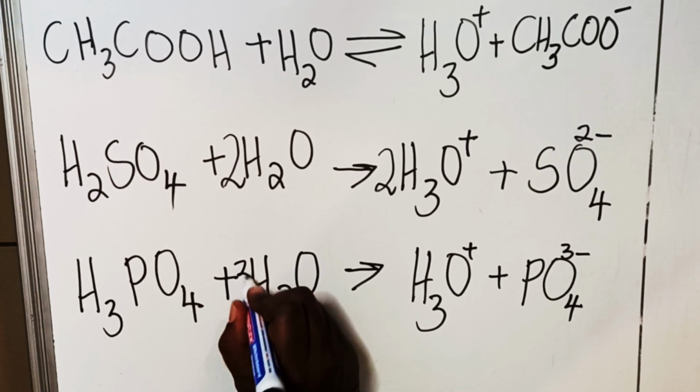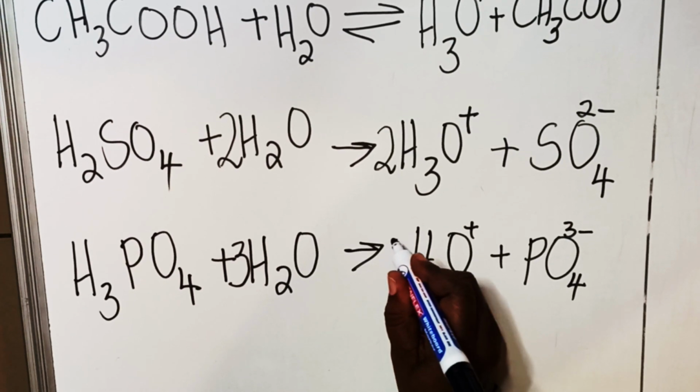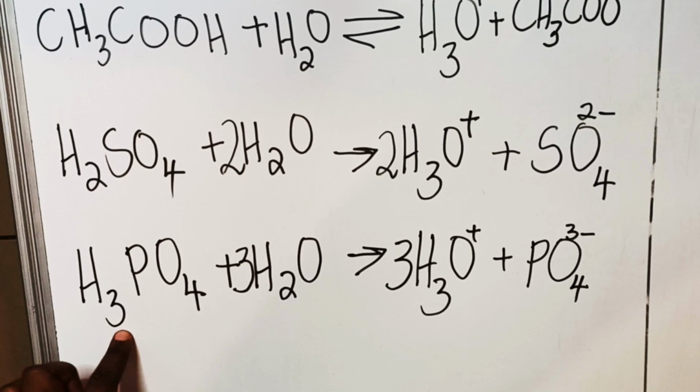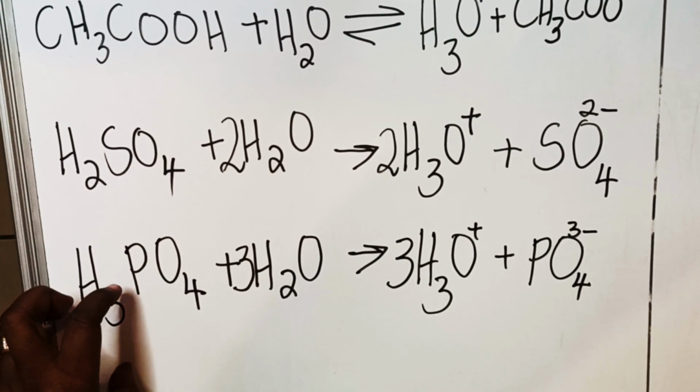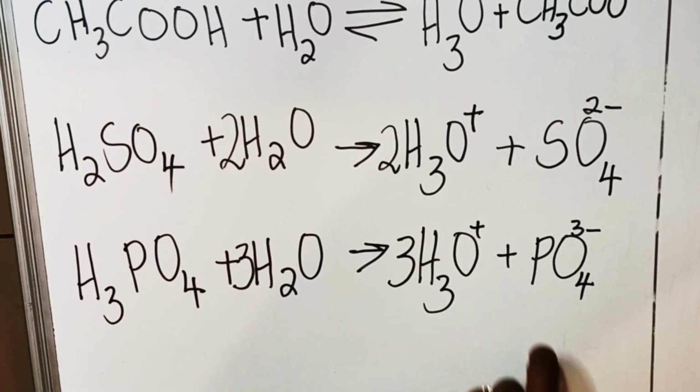So we'll have a 3 here. And they're going to form 3 hydronium ions. So we have a 3 there. So the phosphoric acid has 3 hydrogens, so it will lose all 3 hydrogens. When you look at this one, the phosphate ion doesn't have any hydrogen.